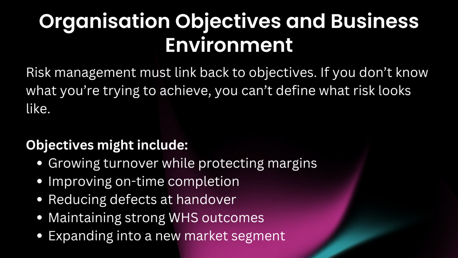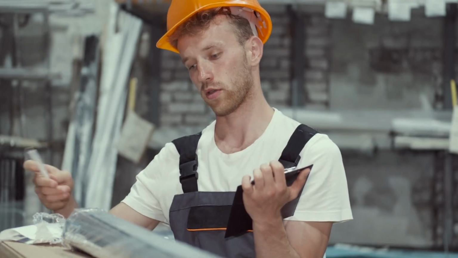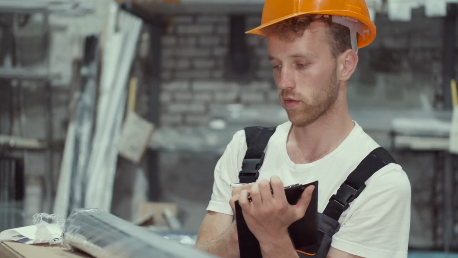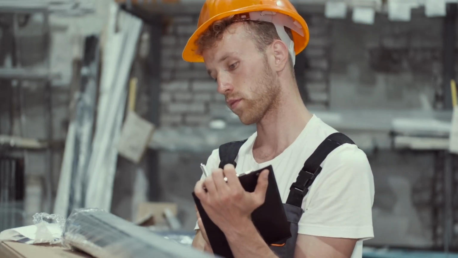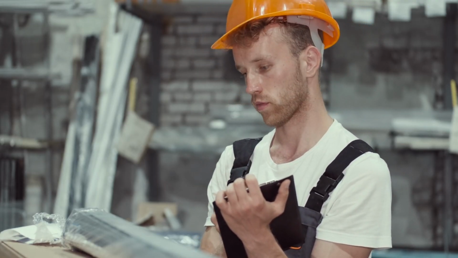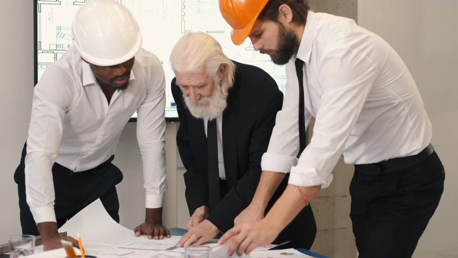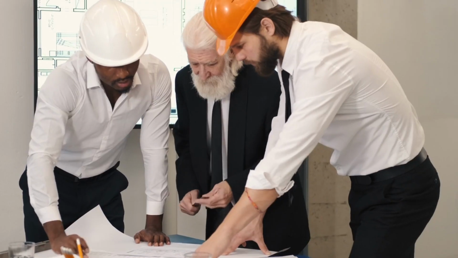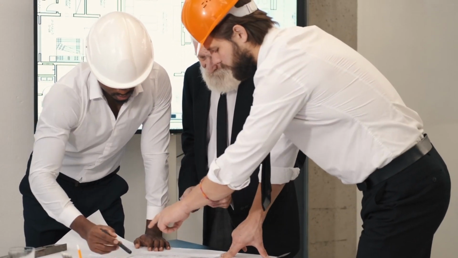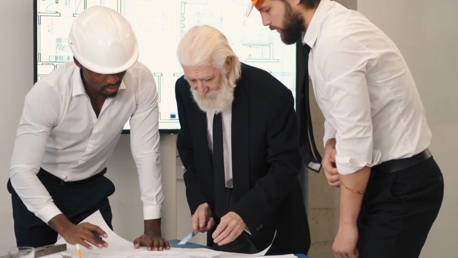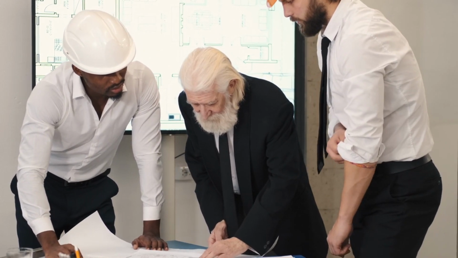Then consider the business environment. Is labour tight or stable? Are material prices volatile? Are approvals slow or predictable? Are competitors bidding aggressively? Objectives tell you where you want to go. Environment tells you what pressures may push you off track. Together, they guide risk priorities.